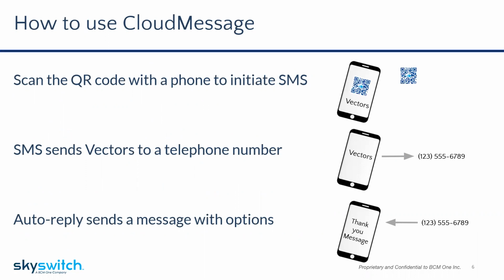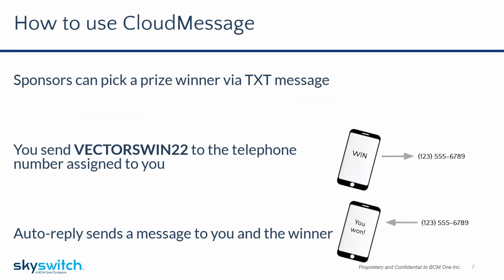They'll scan it. The QR code presets a keyword, Vectors, to the dedicated telephone number that you have, sends it out, and then you automatically respond with those messages. And that's where they'll get the schedule or the promo responses.